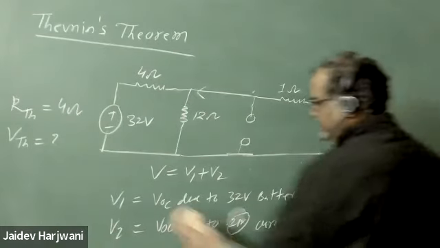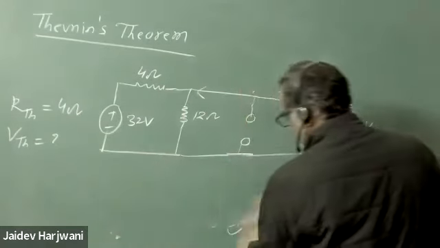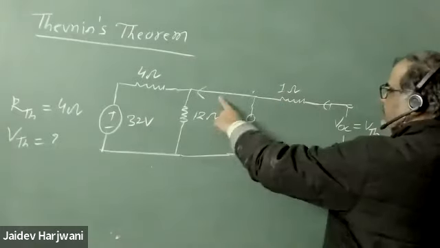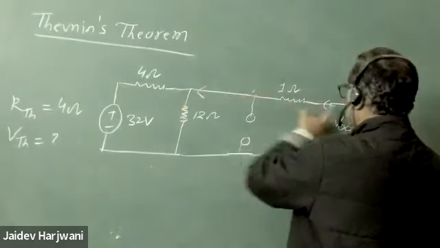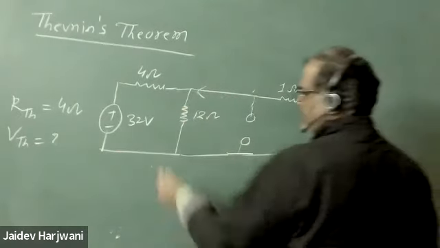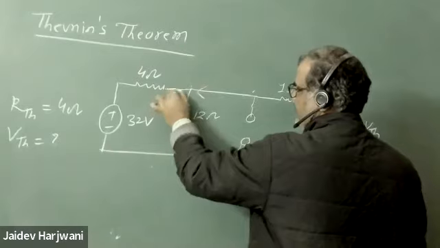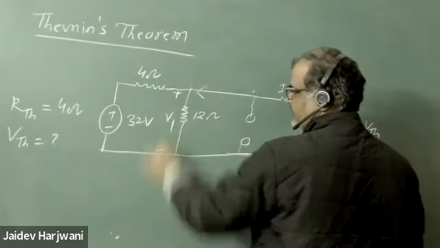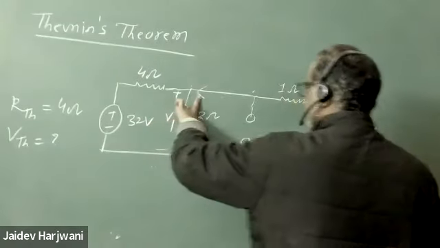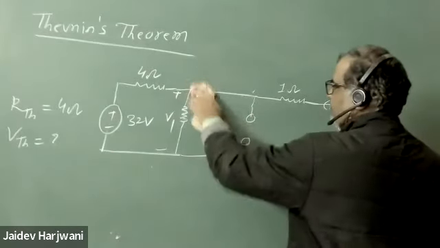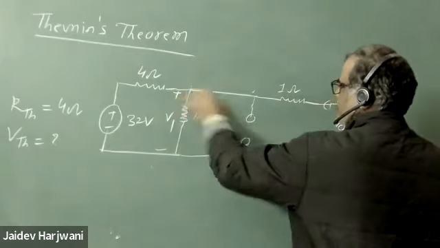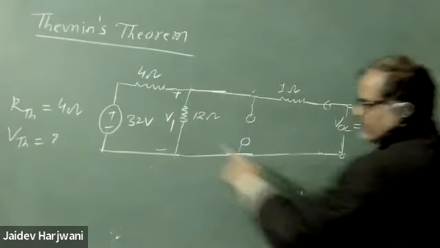Now I want V1. No current is flowing here, so whatever voltage will be here, that will be my V1. Are you getting what I'm saying? Whatever voltage comes here, say this voltage is V1, the same voltage will go here because no current is flowing in the 1 ohm resistance, so there is no voltage drop.